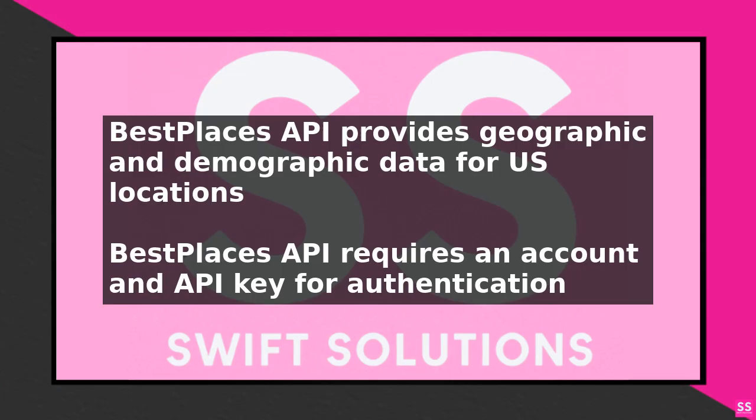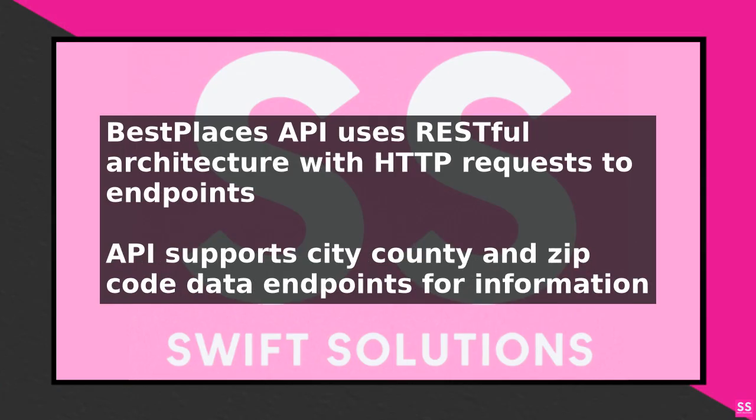First, you need to sign up for an account on the Bestplaces website to obtain an API key. The API key is used to authenticate your requests to the API. Once you have your API key, you can start making requests to the API.